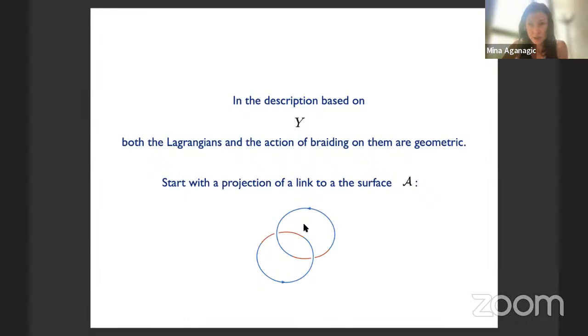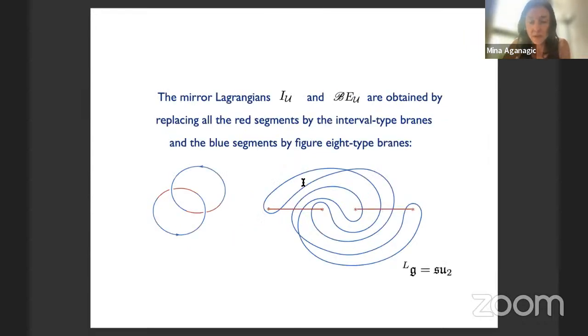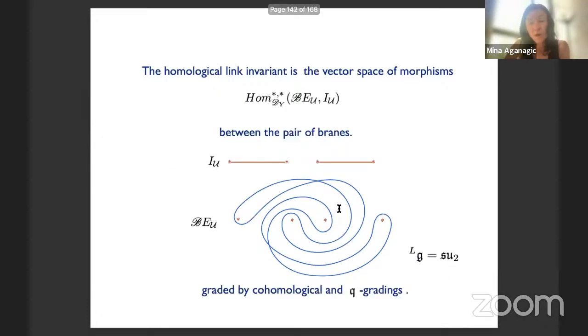So we can simply start with the projection of a link to a surface. We can translate it to a pair of A-branes by choosing a bicoloring of every link component by an equal number of segments of each color, such that red always underpasses the blue. The mirror Lagrangians are obtained by replacing all the red segments by interval type branes and all the blue segments by figure eight type branes. So for SU2, you get this kind of picture. The homological link invariant is a space of morphisms between the pair of branes graded by cohomological and q gradings.